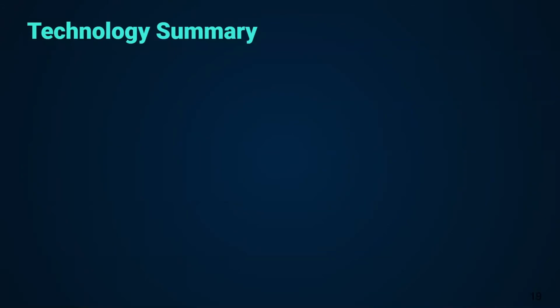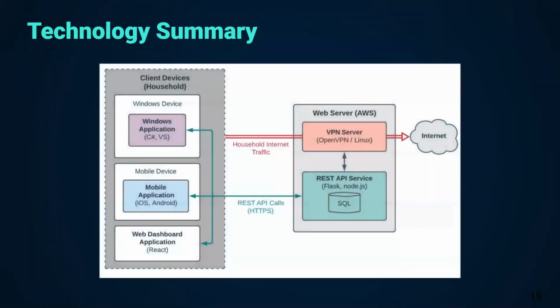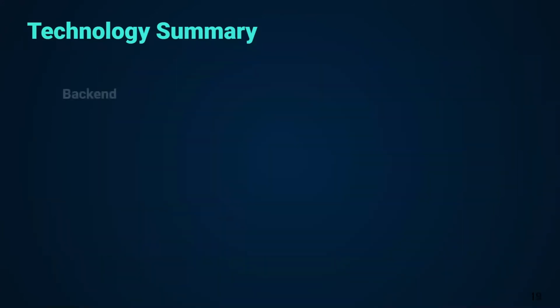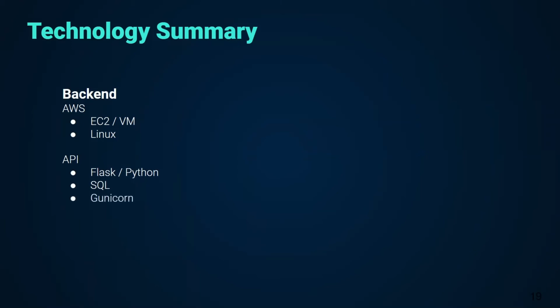Let's discuss some of the technology utilized in this project. Valiant Guard is a suite of software that comprises several distinct parts. First, let's discuss the backend, which contains two distinct systems, the API and the VPN. The backend itself is hosted on an Amazon AWS EC2 instance running Linux.